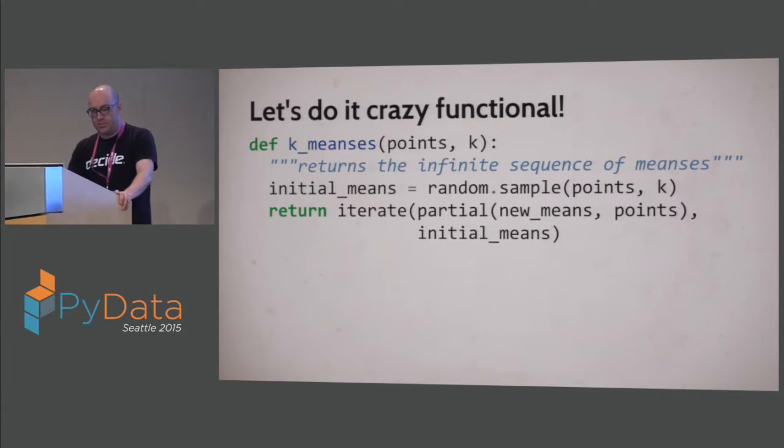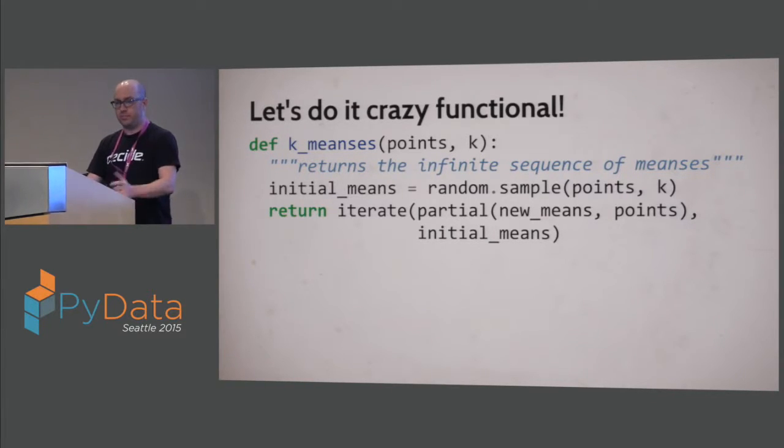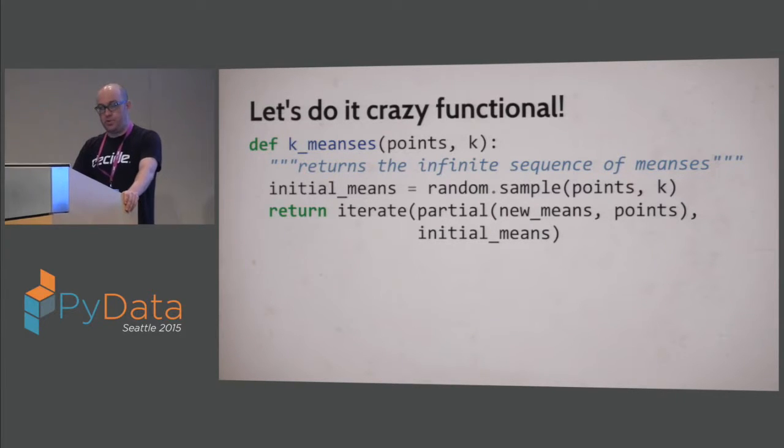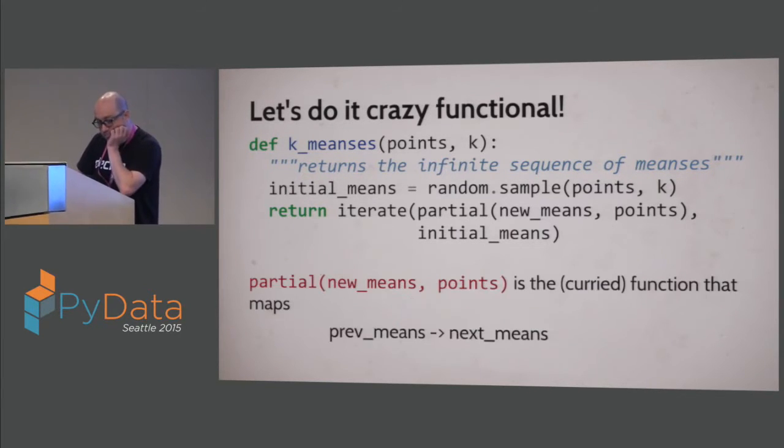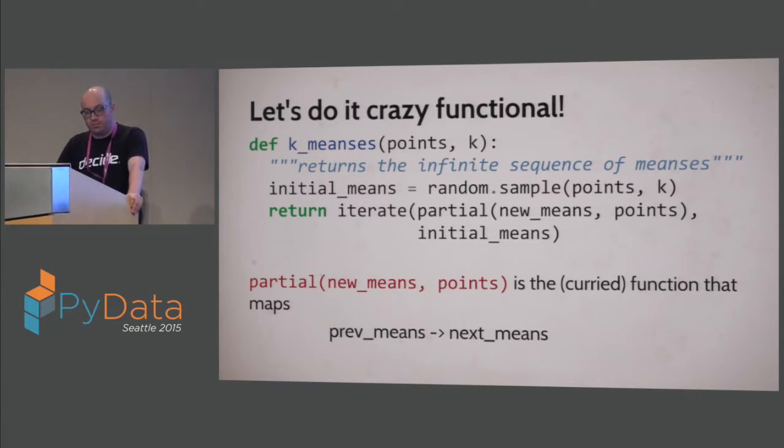Given a set of points and given k, we're going to return an infinite sequence of meanses. Okay, so the initial means, again, we just start with pick k of the points at random. And now, we're just going to iterate partial new means points on initial means. Huh, what the heck does that mean? Okay, so partial new means points, remember partial is partial function application. Our points are never changing, like we pass them into this function. So it's fine to curry them to make a new function. And once you curry those points in, partial new means points is a function that maps a previous set of means to a next set of means.